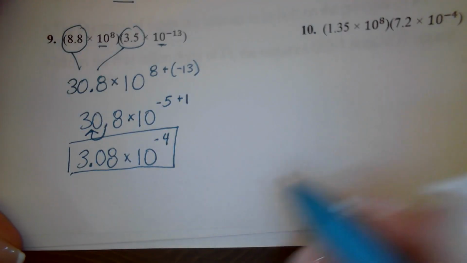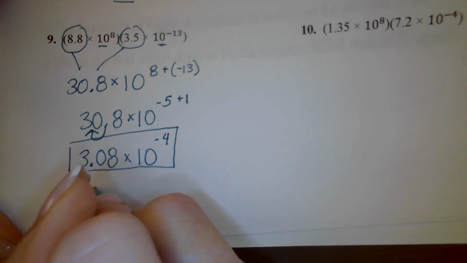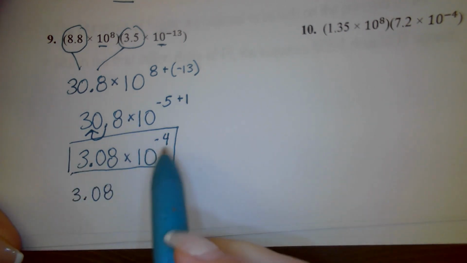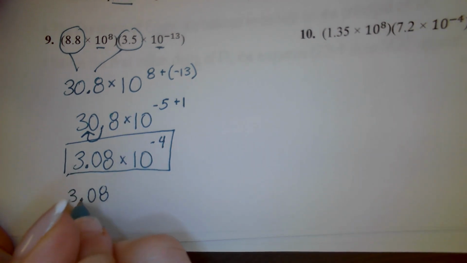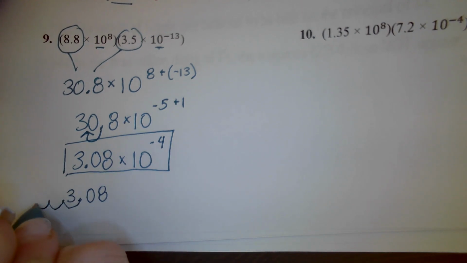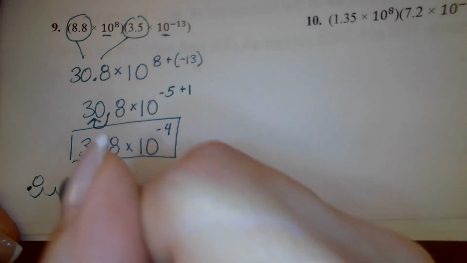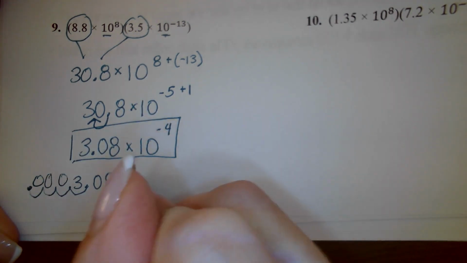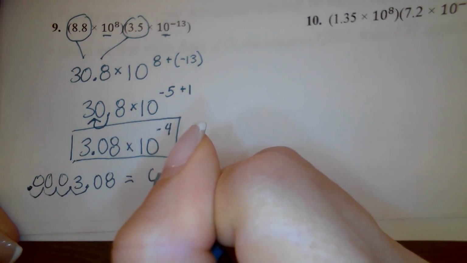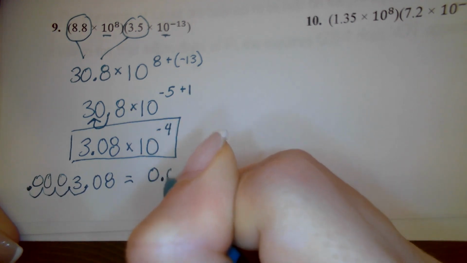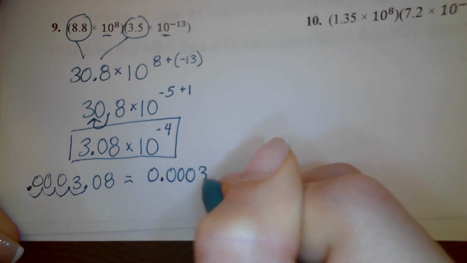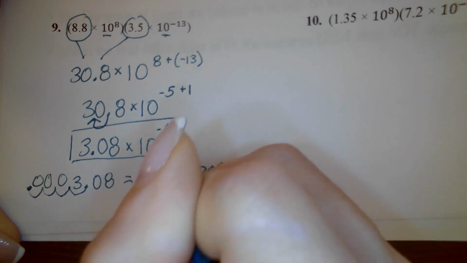When we rewrite this in standard form, we're going to start with 3.08. And because it's a negative exponent, we're going to move to the left 1, 2, 3, 4 times and fill in those missing gaps with zeros. So our standard notation is 0.000308.